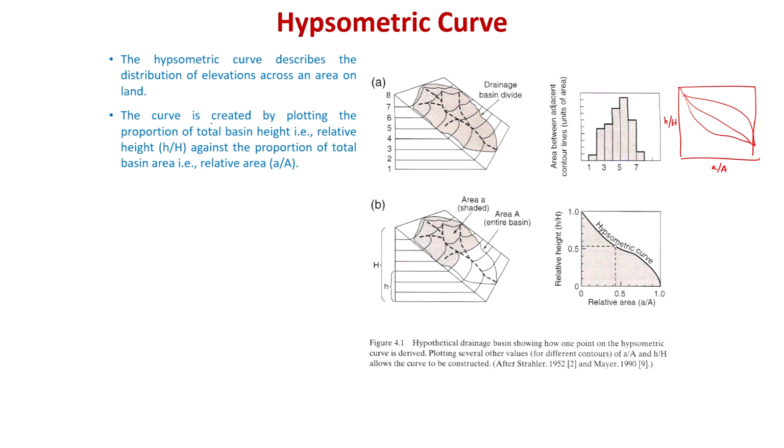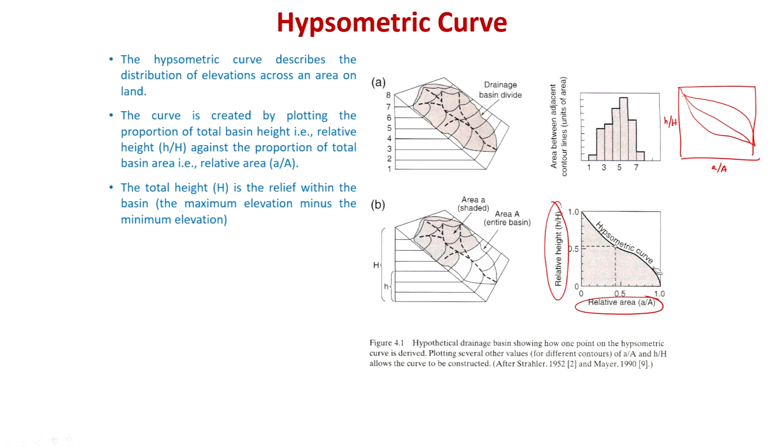The curve is created by plotting the proportion of total basin height, that is the relative height. The total basin height is this one; based on that we get H by H, the total relative height, against the proportion of total basin area, that is the relative area I was talking about. This is A by A, the relative area, and this is the relative height, and this is the type of curve we will be getting. Now, what the shape of the curves tells us, we will learn.